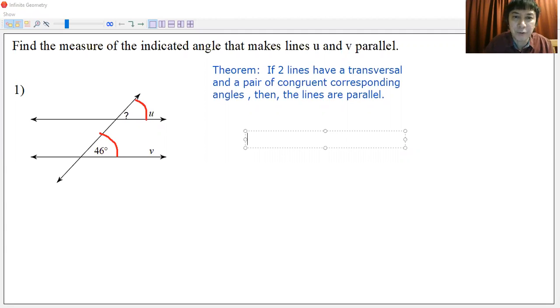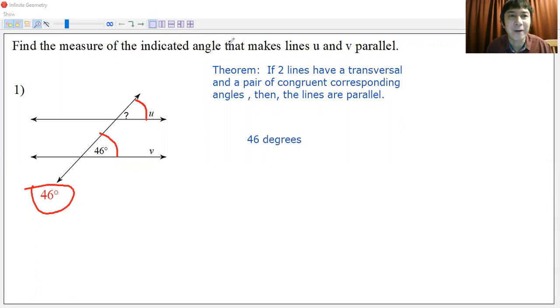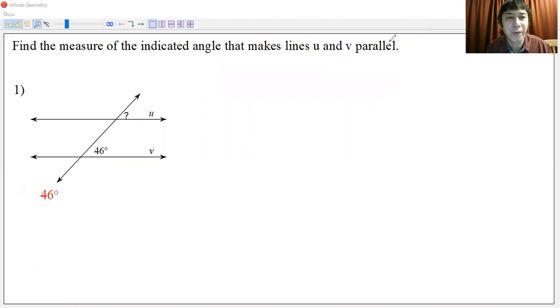That should be 46 degrees. All right, this is our answer. The computer can verify that over there. It's 46 degrees. All right, so we're correct with the first number. Let's continue with the next.